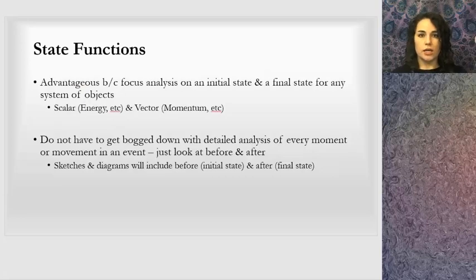A state function is a picture of a system at a point. Quantities going on there will be conserved somehow at another state in time. And this is advantageous because it allows us to focus the analysis on the initial and final state only. This is true for scalar quantities such as energy. You'll find that energy is a scalar, but also vector quantities. Momentum, we'll see, is conserved from one point to another. And we're just looking at initial and final states.